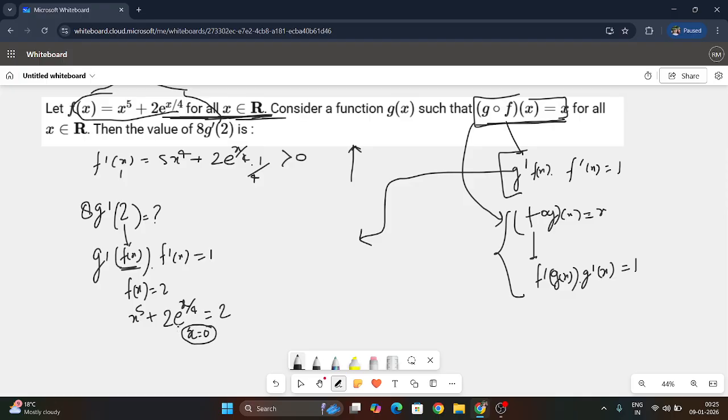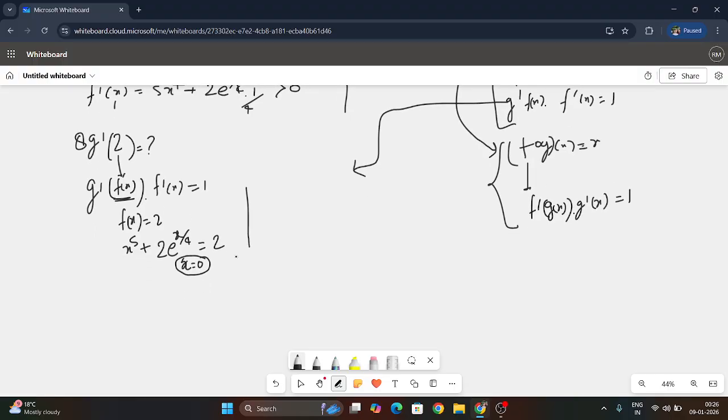So it means x is equal to 0, you have to take the 0. Now in the next part, this is going to be g dash. Put x is equal to 0, so f(x) is going to be 2. So 2 into f dash 0 equal to 1. So g dash 2 equal to 1 by f dash 0.